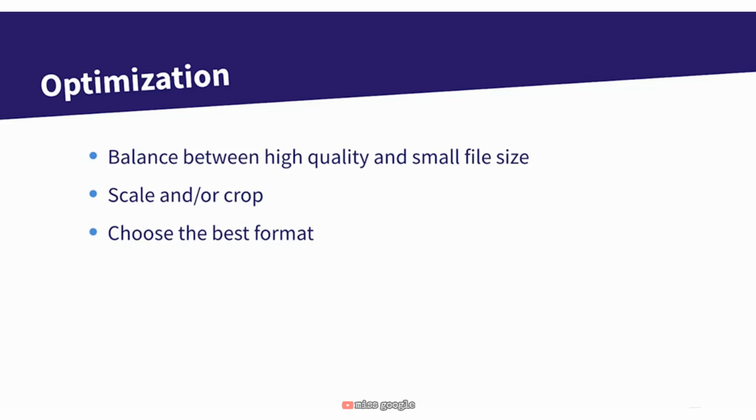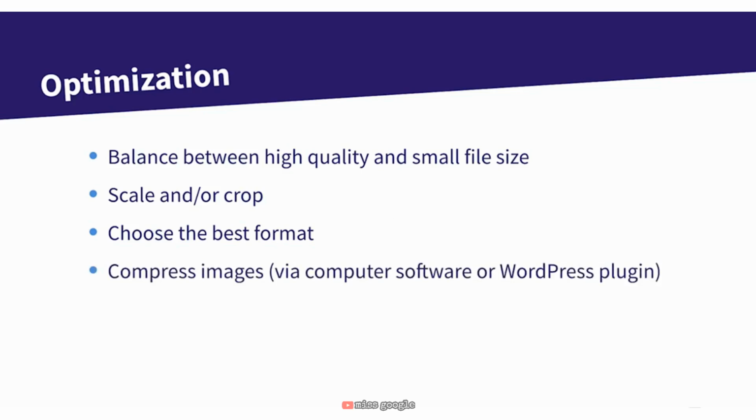Whether you're using a graphics program like Photoshop or an image optimization plugin such as Smushit, be sure to compress your images for the best results. You may also consider using a CDN or a content delivery network for serving static assets such as images from your site.